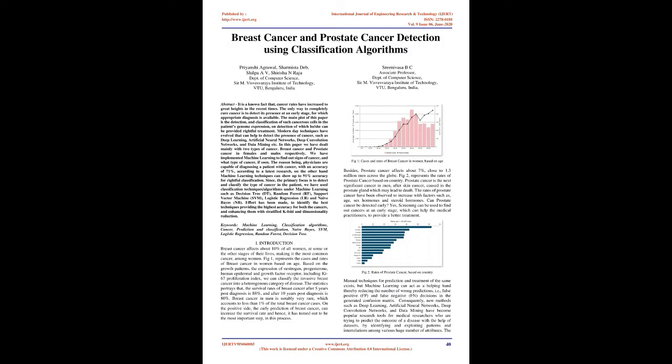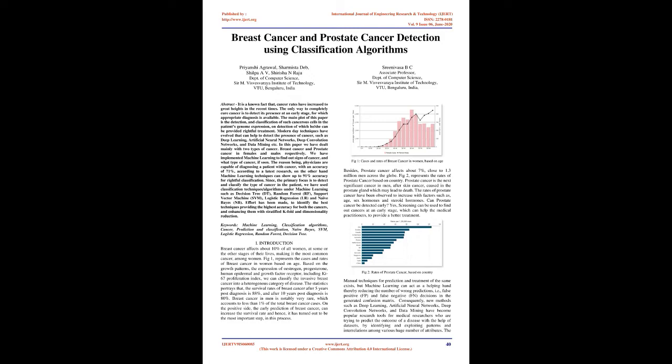Breast cancer and prostate cancer detection using classification algorithms. Abstract: it is a known fact that cancer rates have increased to great heights in recent times. The only way to completely cure cancer is to detect its presence at an early stage, for which appropriate diagnosis is available. The main plot of this paper is the detection and classification of such cancerous cells in the patient's genome expression, on detection of which he/she can be provided rightful treatment.